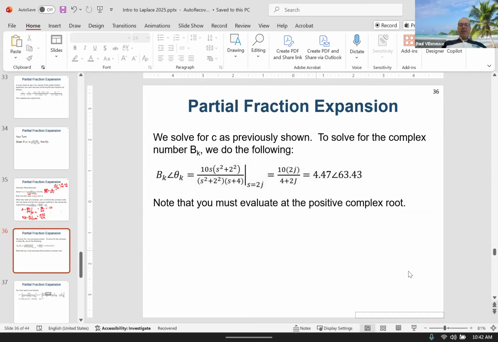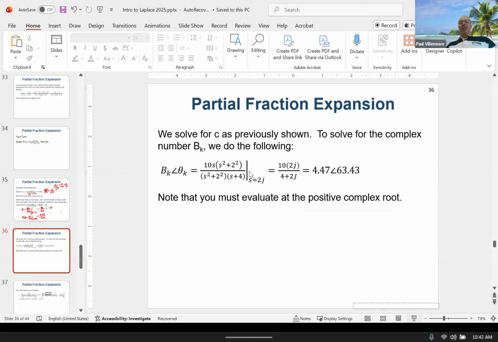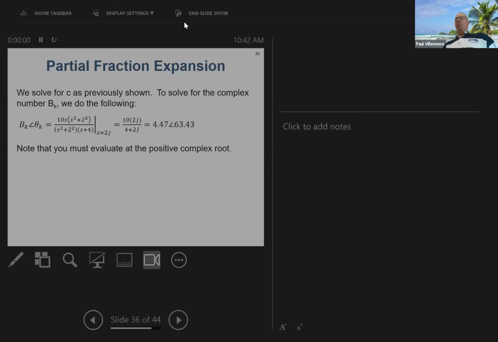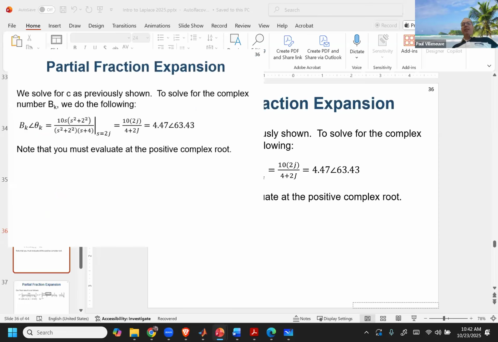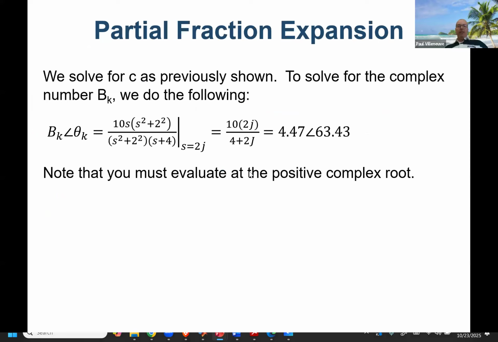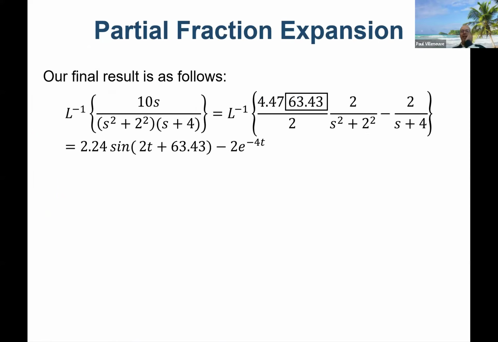And you've got to evaluate at the positive complex root, and it has to do with sines and cosines. If anybody wants to find out the details of why that actually does that, there's a pretty specific reason, but we'll just always evaluate at the positive complex root. So now we end up with our Laplace, right? So we know that this is B at an angle of theta. This is my A term.